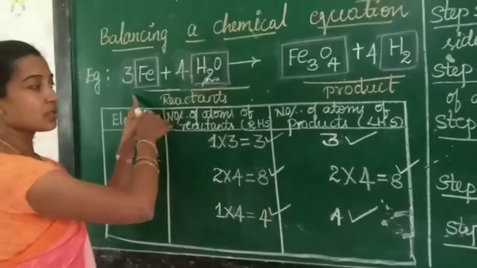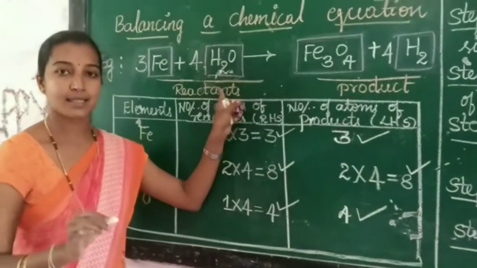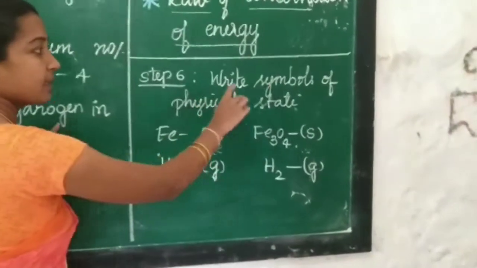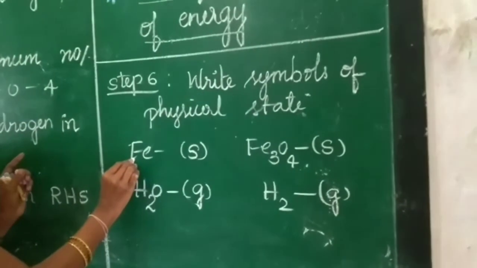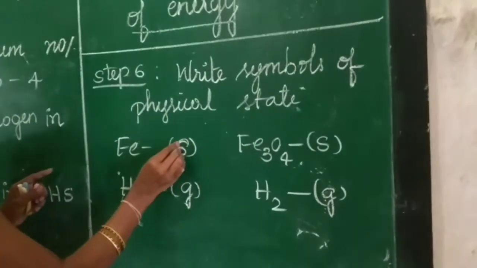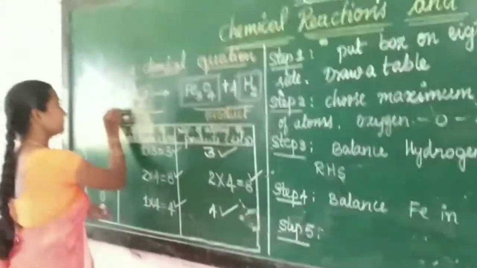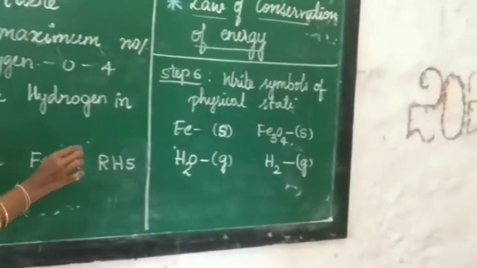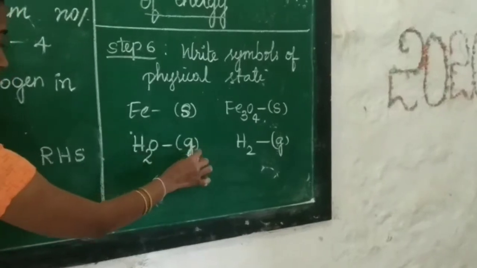This equation is going to be more informative by writing physical states. Come to the last step: write symbols of physical state. Iron is taken in the form of a solid. Write S here. And water is taken in the form of steam. Steam, as you know, is in gaseous state. Write G here.